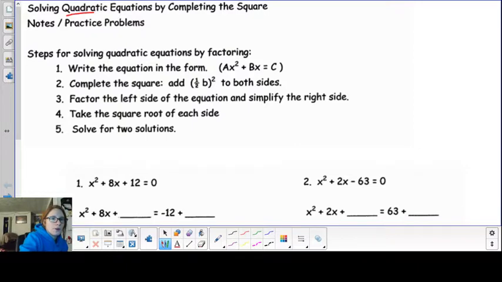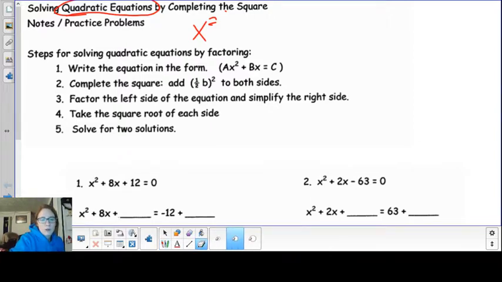So quadratic equations essentially means anything with an x squared. In case you're wondering, quad means 2. Technically quad means 4. Just trust me when I say it's the x squared term. So in case you're wondering, quadratic, x squared.